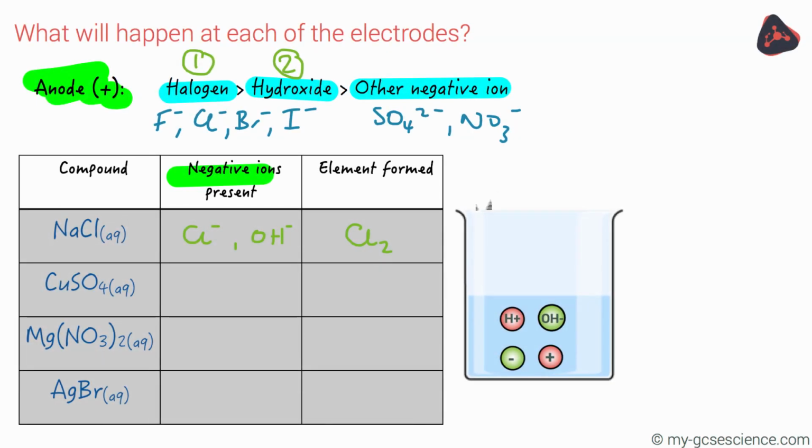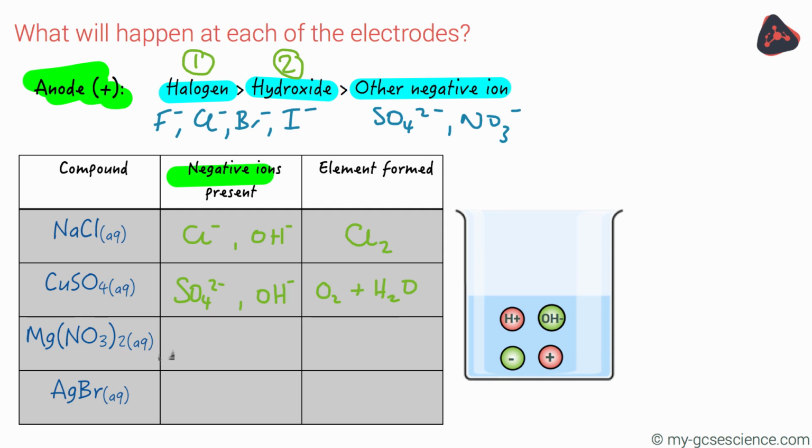Have you done it? Well, in copper sulfate, the negative ion present is sulfate, SO4 2-. And of course we have the hydroxide as well. So if we go up to this order of priority, we can see that we don't have a halogen, so the hydroxide must be formed. That means that we have oxygen and water produced at the anode. It's not always necessary to write the water, because that will actually stay in the solution. Oxygen gas is what we would observe as bubbles and what we can test if we wanted to.